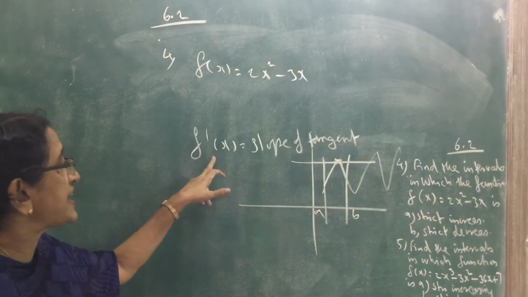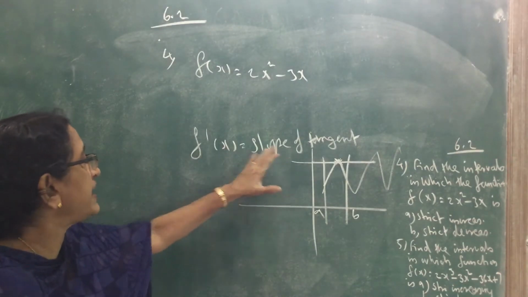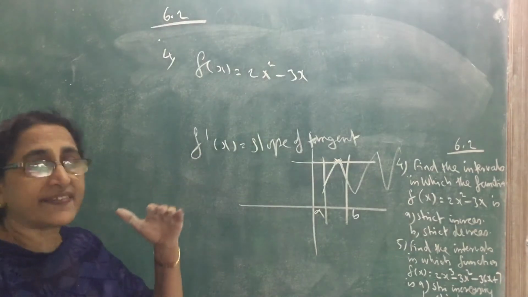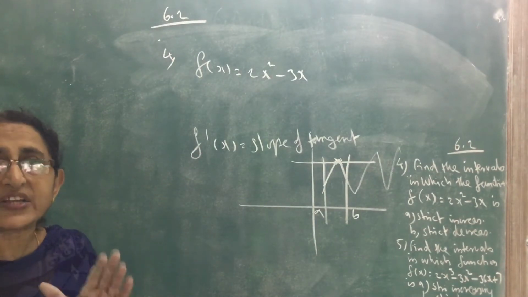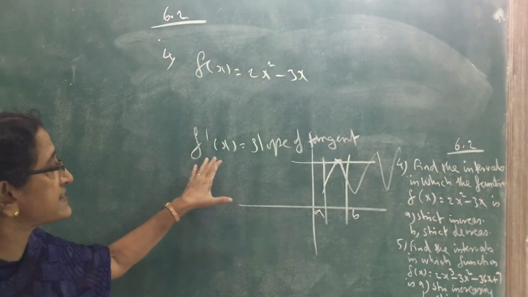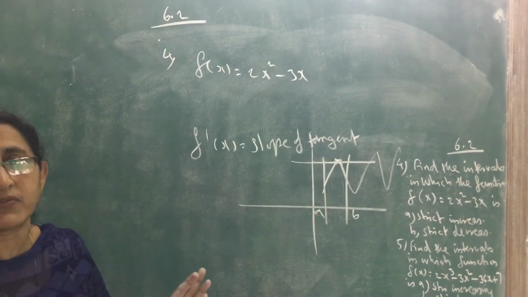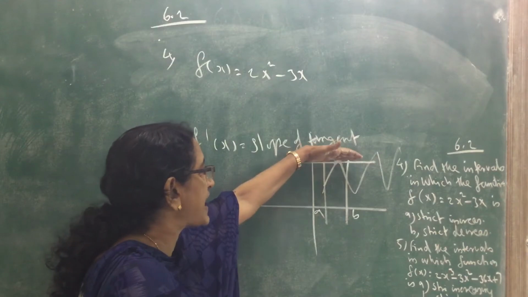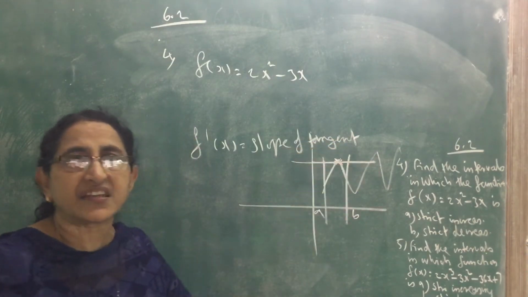We know f dash x is one application of derivative. The slope of the tangent is given by f dash x, the derivative at that point. So to find the slope of the tangent at any point on the curve, we only want to find the derivative at that point, because f dash x is equal to the slope of the tangent at any point x, y on the curve. Here, the tangent is parallel to the x-axis, so at that point the slope of the tangent is 0.